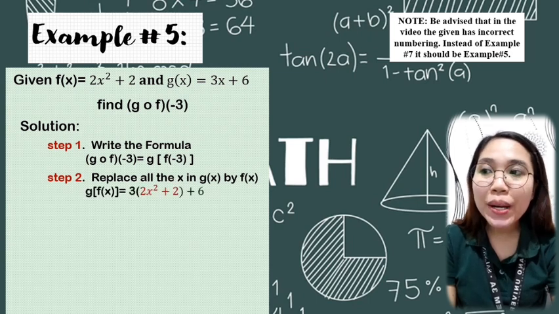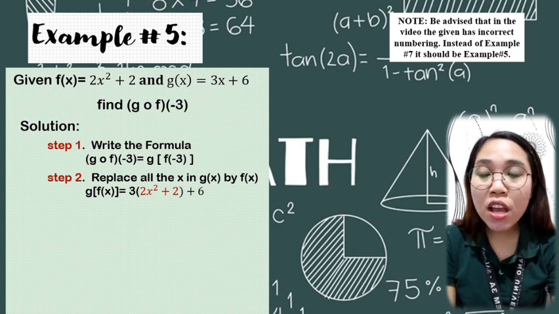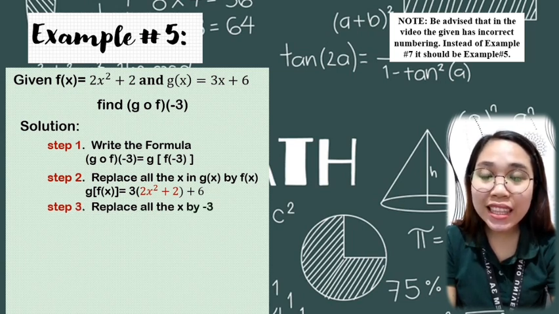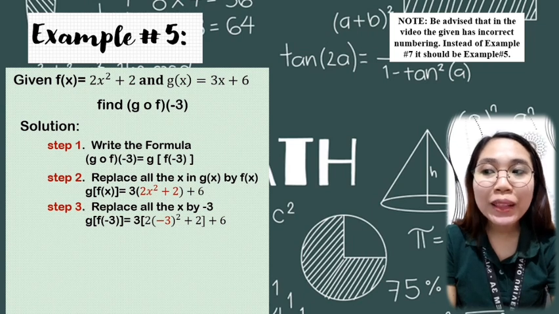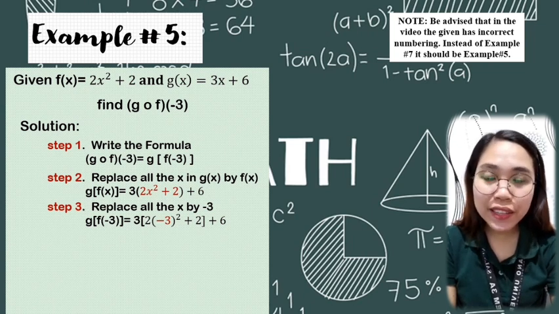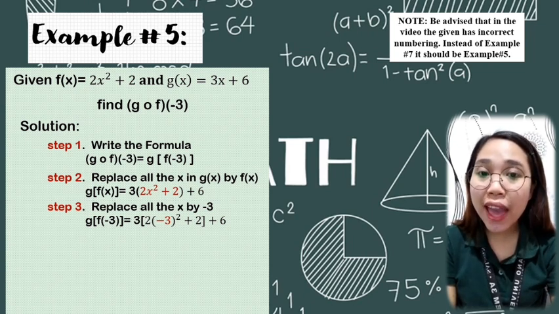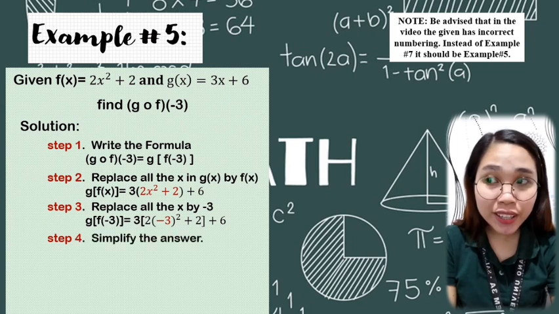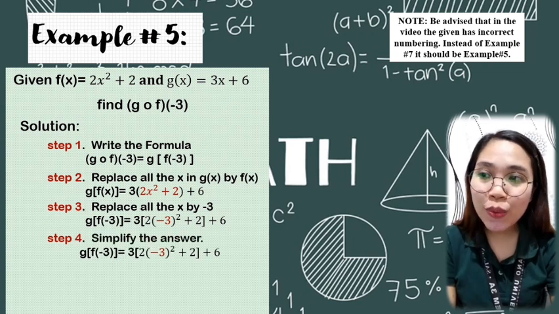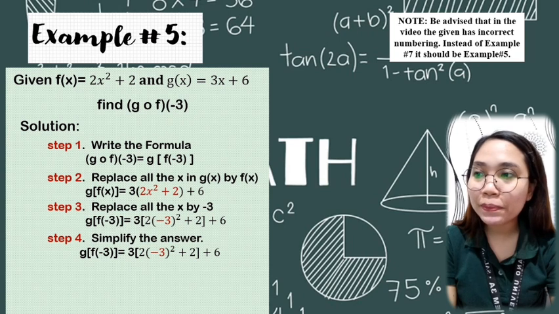Step 2, replace all the x's in g of x by f of x. G of f of x is equal to 3 times the quantity of 2x squared plus 2 plus 6. Step 3, replace all the x's by negative 3. G of f of negative 3 is equal to 3 times the open quantity 2 times negative 3 squared plus 2 closed quantity plus 6.